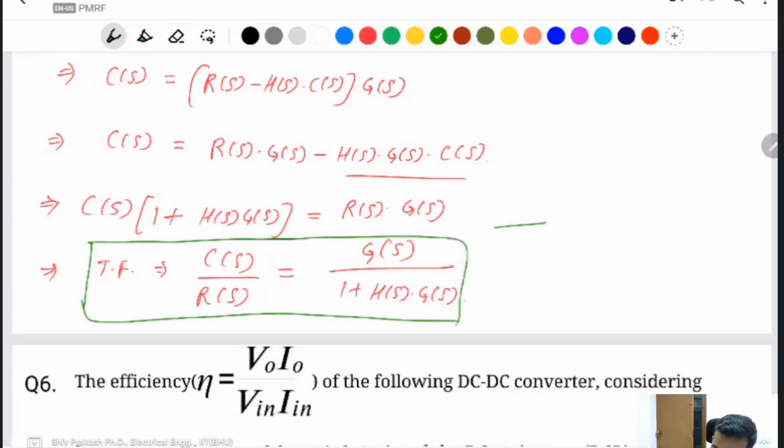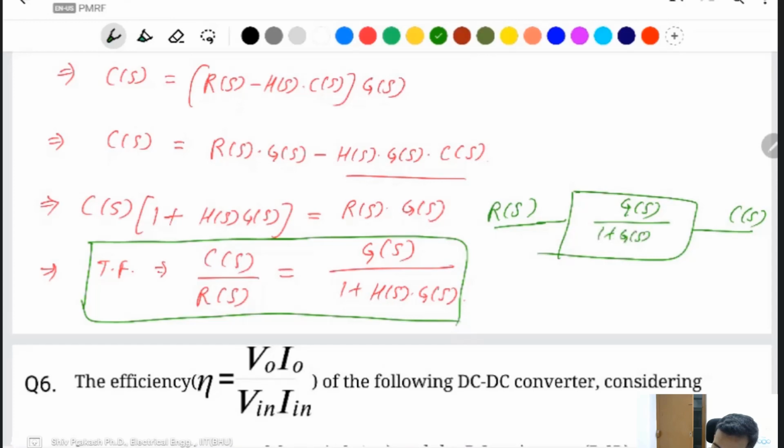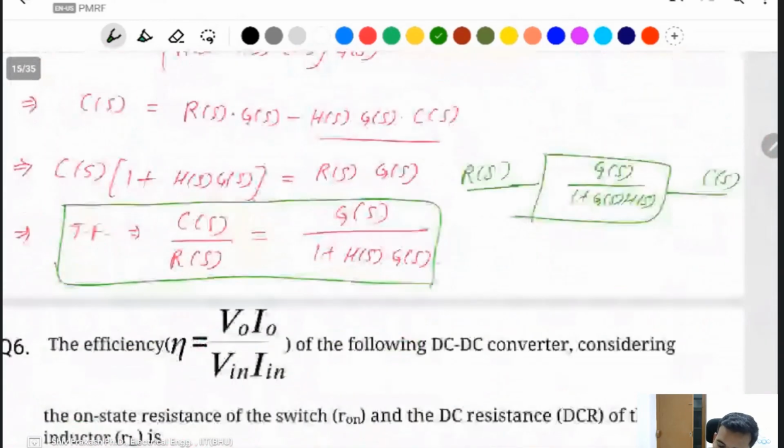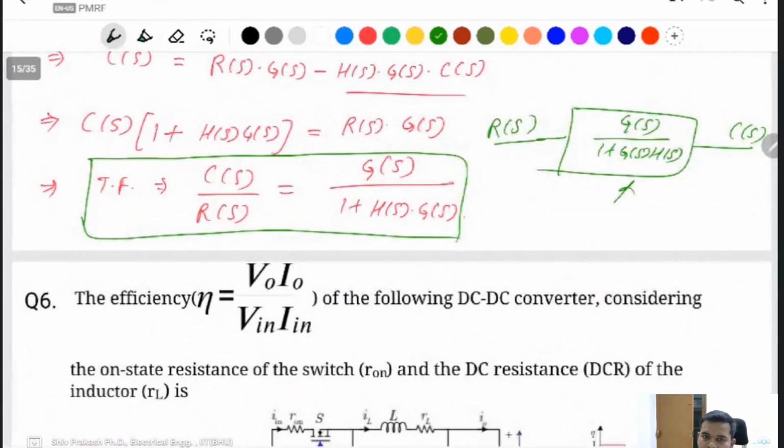It means you can retain it directly. You can reduce the block C(s)/R(s) into C(s), so G(s) divided by 1 plus G(s)H(s). You can reduce this one block, and multiply the R(s) into here, this one is the C(s).